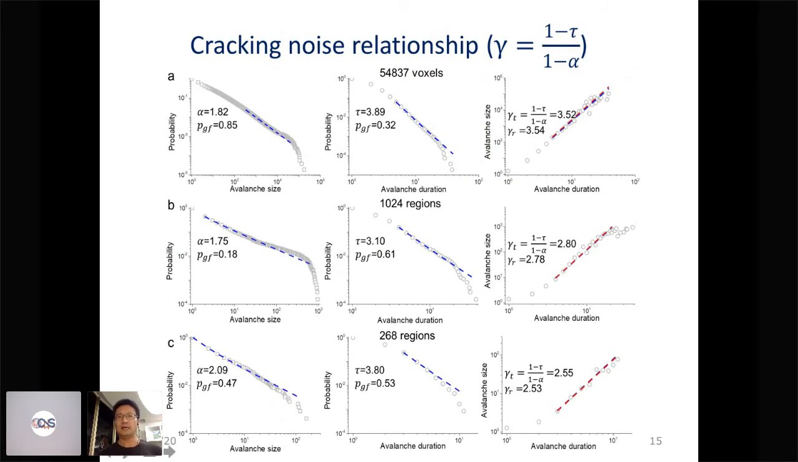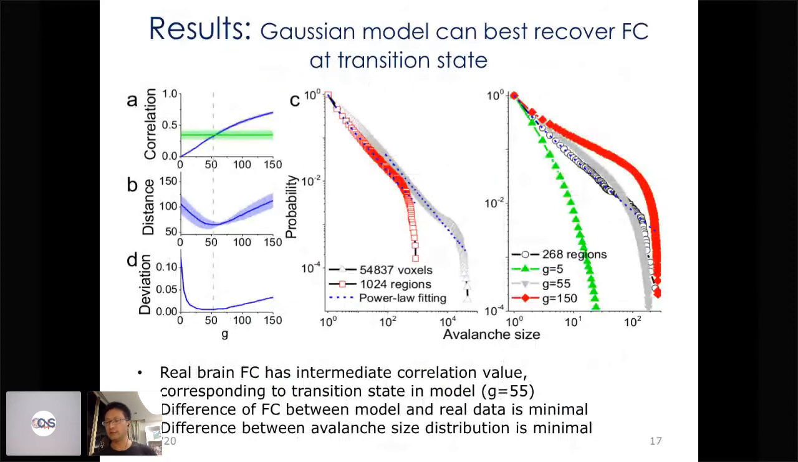And then according to statistical physics, at the critical state the exponents should follow this kind of relationship, and we confirm that it is satisfied. So the brain is really working at the critical state.